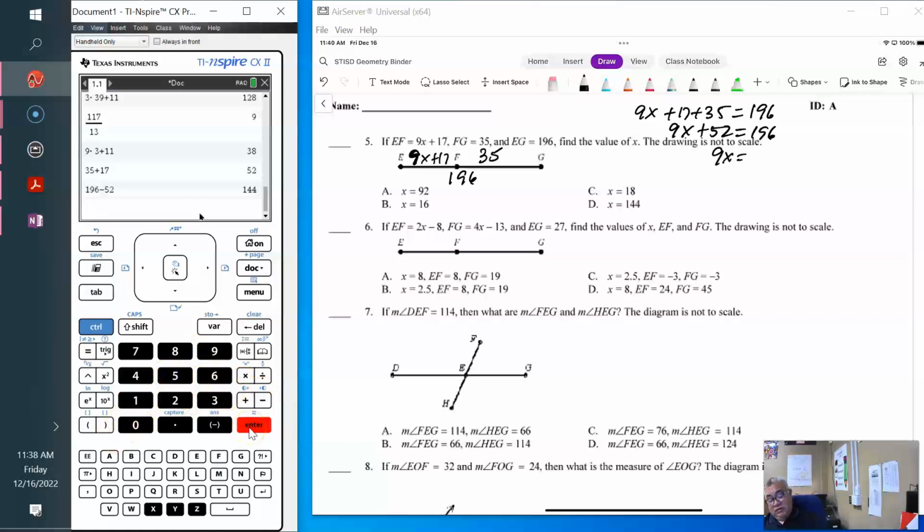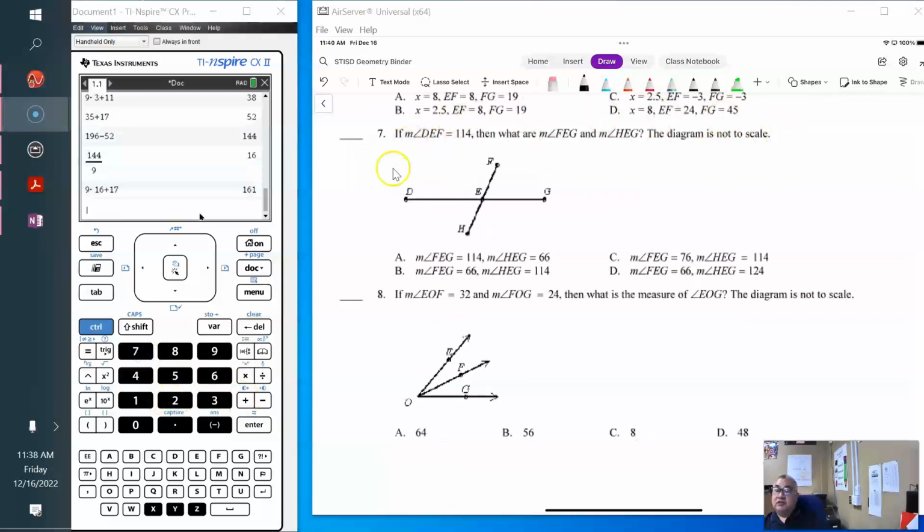So you have 9x equals 144, divided by 9. So x equals 144 divided by 9, which is 16. So x equals 16, and that's what we're looking for. Now they want the distance from E to F. You would have to substitute 9 times 16 plus 17. So on the test, you're going to have something similar to this.